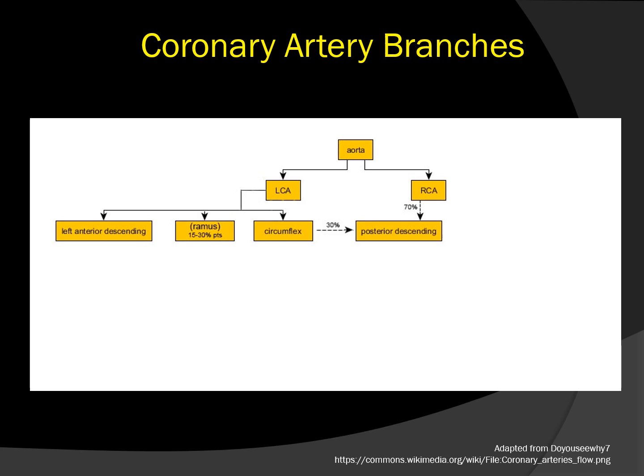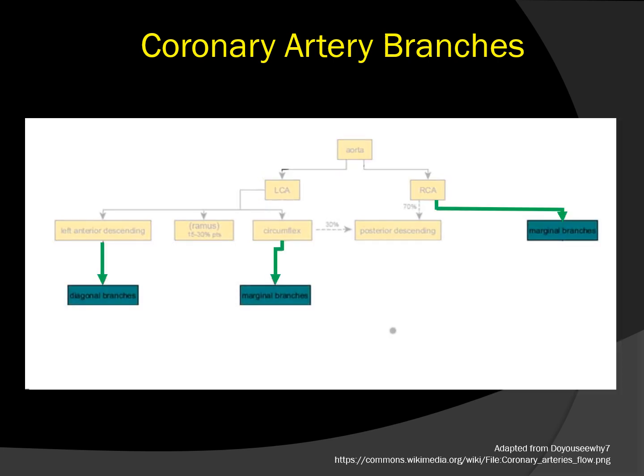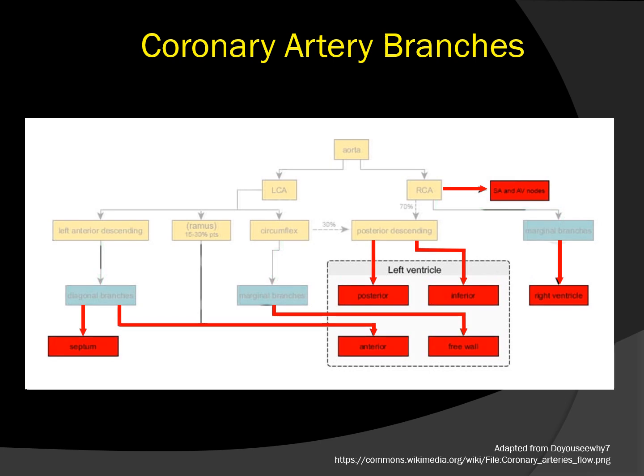Most of the heart is supplied by branches off of these coronary arteries, as mentioned. For example, diagonals come off the LAD, marginals off of the circumflex and RCA. Different regions of the myocardium receive blood from branches in a somewhat predictable, although at times modestly variable, fashion. The interventricular septum receives blood from the diagonal branches of the LAD, and as I mentioned, septal perforators as well.